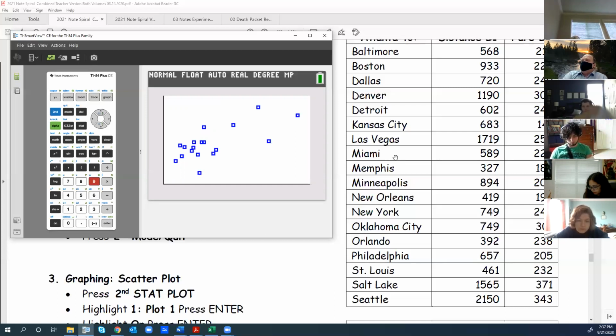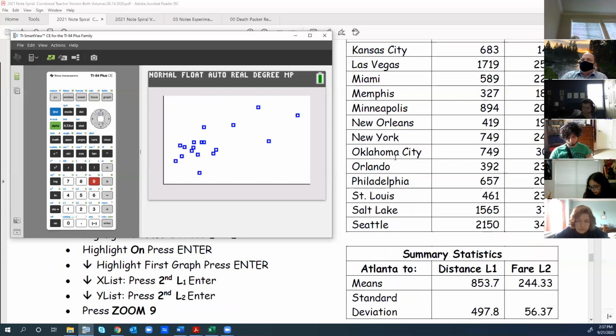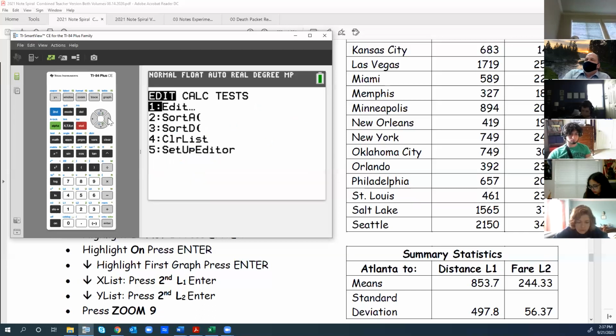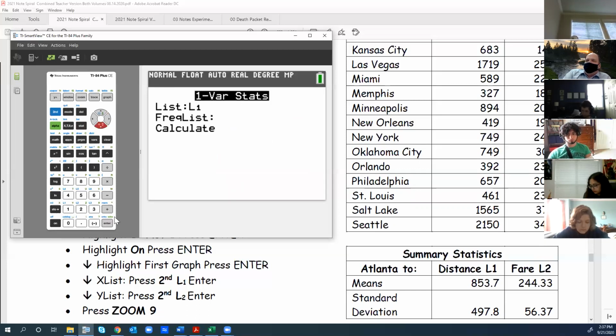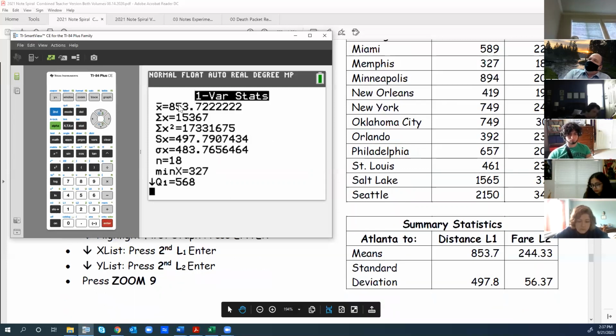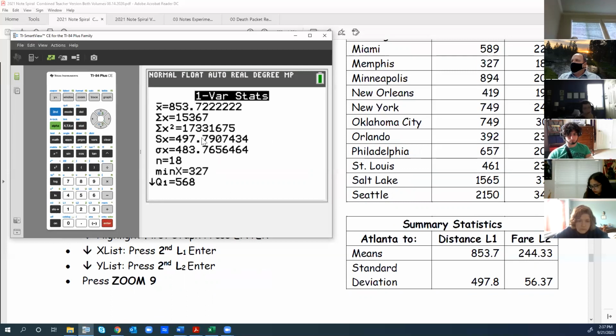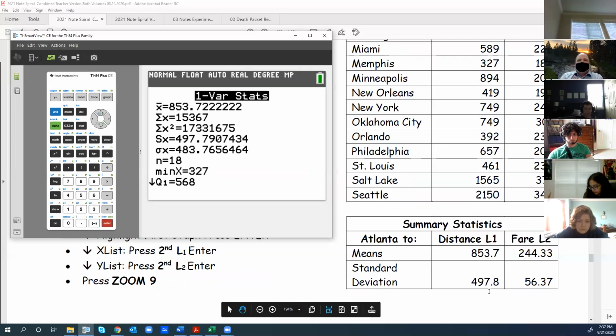And by the way, I should have done this already. I forgot to do this, but I'm going to do this now. Let's verify that we have our data entered correctly, because if we don't, we're going to get stuck later. To do that, I'm going to go to Stat, Calc, One Variable Statistics, and I'm just going to look at column L1, and I see that I have 853.7. Yay, I have 853.7. That's good. Then I'm going to check my standard deviation, 497.8, and I'm all excited.